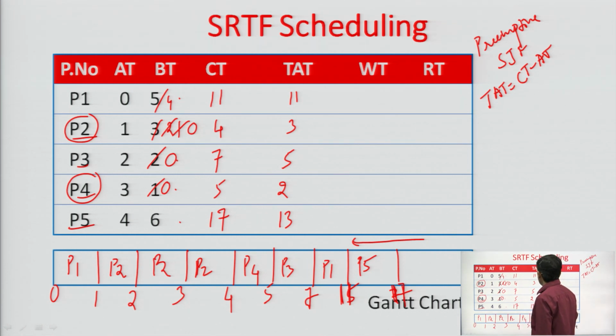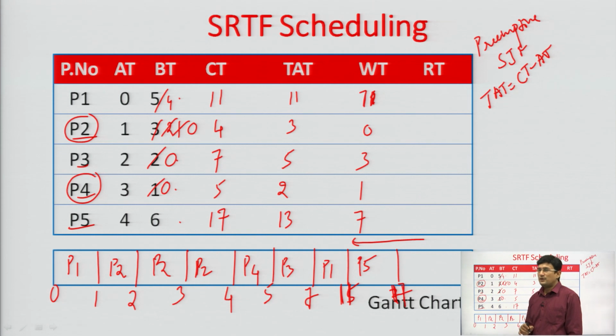Now, after this, let us find out the waiting time. Waiting time is equal to the turnaround time minus the arrival time. Sorry, waiting time is equal to turnaround time minus the burst time. So, this is 7 for P1, and for the P2 process it will be 3 minus 3, which is 0. For the P3 process it will be 5 minus 2, which is 3. For the P4 process it will be 2 minus 1, which is 1. For the P5 process it will be 13 minus 6, that is 7.